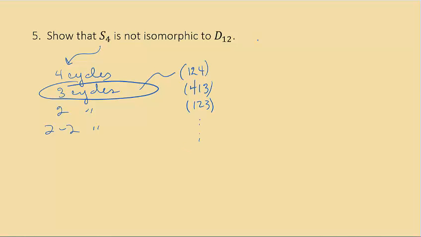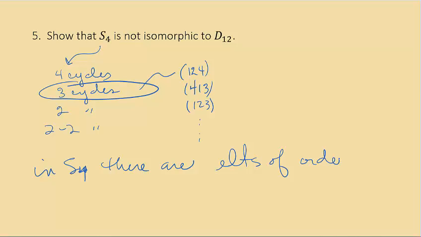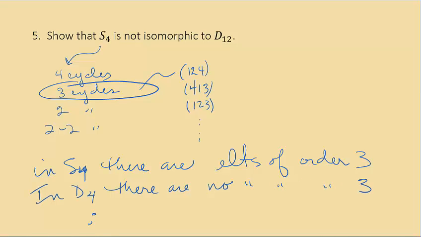So my answer to this question would be, in S4, there are elements of order 3. In D4, there are no elements of order 3. Therefore, S4 is not isomorphic to D4.